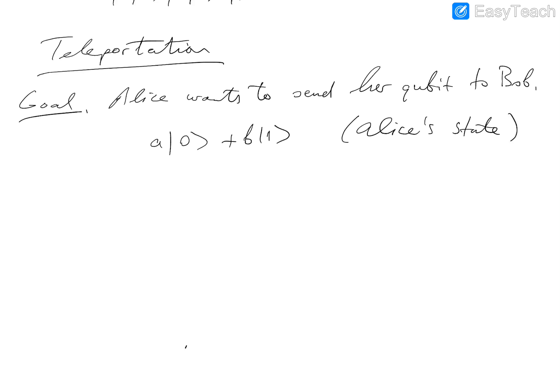Now, how many ways can we send this? If there's a quantum channel between Alice and Bob, meaning that Alice can send Bob the whole qubit as a quantum state, then there should be no problem. Alice can just send the entire qubit to Bob, and Bob will receive the same qubit.